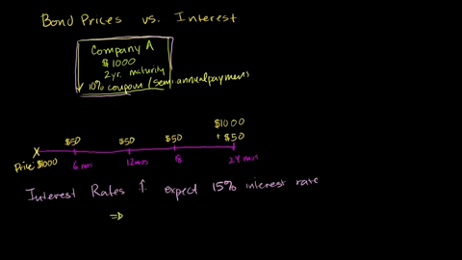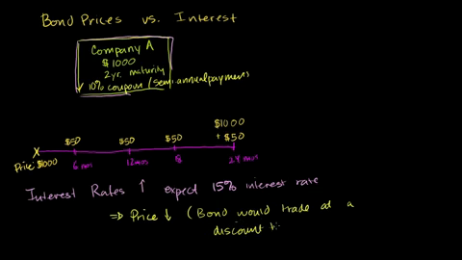If interest rates go up, someone willing to buy that bond, they'll say, gee, this only gives a 10% coupon. That's not the 15% coupon I can get on the open market. I'm going to pay less than $1,000 for this bond. So the price will go down. Or you could essentially say that the bond would trade at a discount to par.